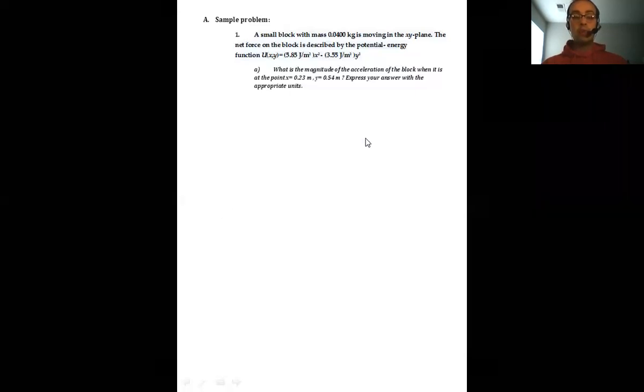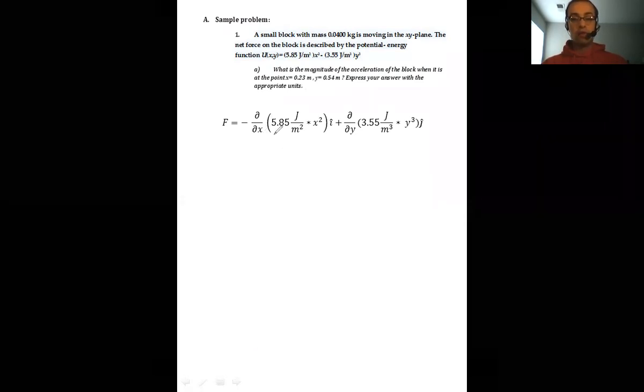And it's asking us first, what is the magnitude of the acceleration of the block when it is at the point x equals 0.23 meters, y equals 0.54 meters? And we are to express our answer with the appropriate units. So what we do to find the force vector is to take the appropriate partial derivatives. So we have partial x for this x component, and then partial y for that component there.